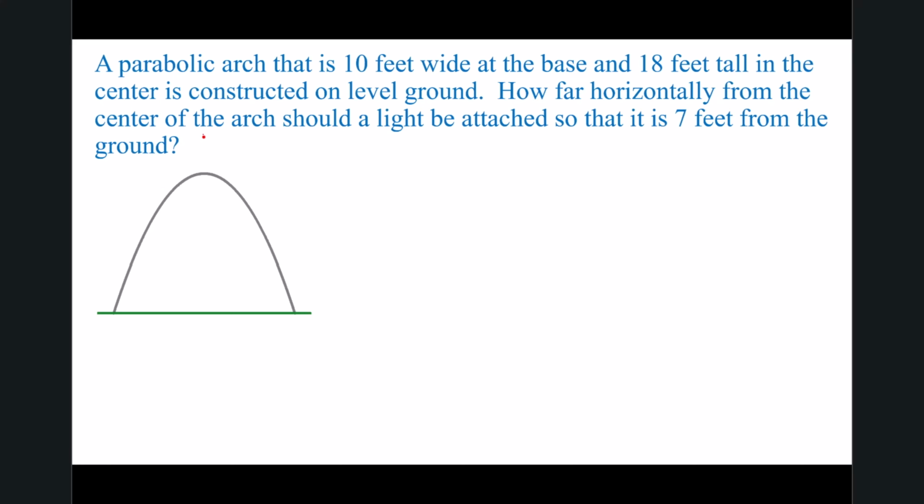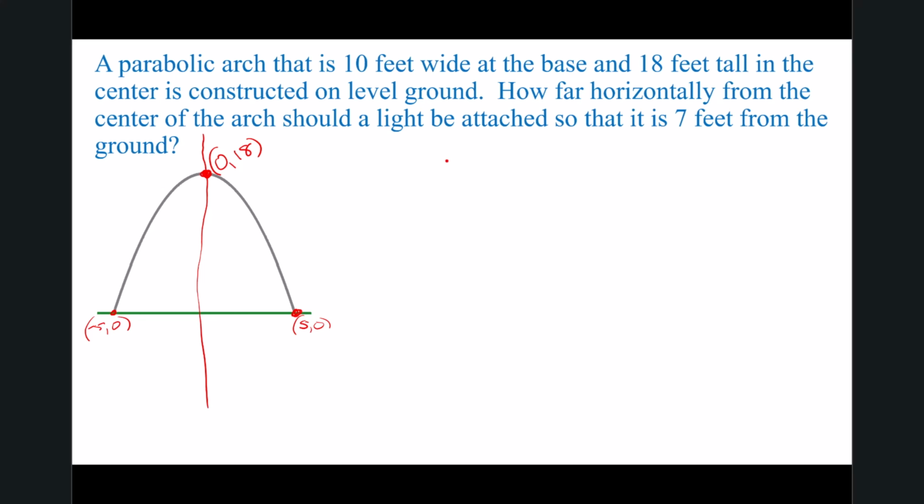So I'm going to make sure that the vertex is on the y-axis just to make this easy, and I'll let the ground be the x-axis. So this point right here is the point (0, 18), because it says that the arch is 18 feet tall. We also know that the arch is 10 feet wide at the base. So 5 feet in one direction, 5 feet in another direction. So that gives me 2 more points.